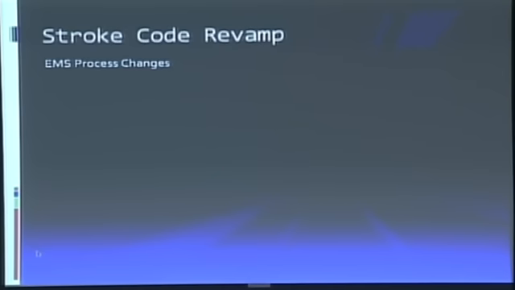The last thing that I wanted to mention to you is that on the 20th of this month we are going to change our process in evaluating code 3 stroke calls coming in, and we ask for your indulgence in this effort. We're trying to shake up our process so that we can make some improvement. Our goal is to get 60% of the patients that qualify for IV thrombolytics treated within a 60-minute time interval.